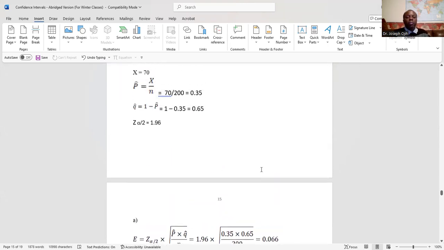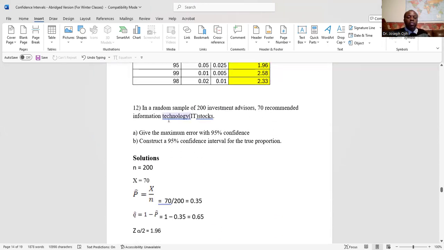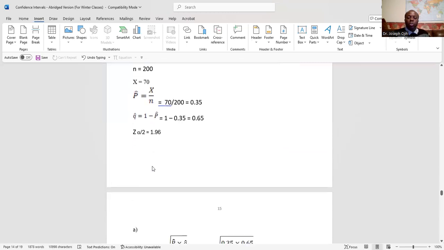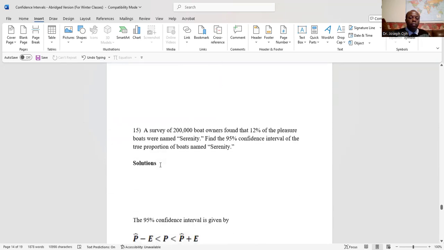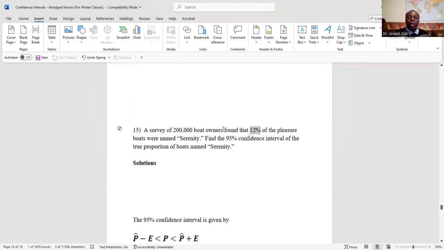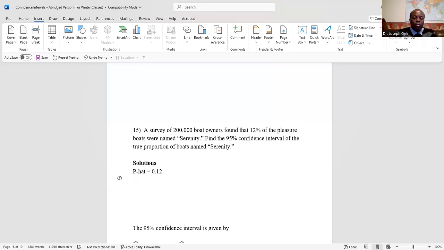So no question. Good. Now remember, here we are not given the p hat. We have to calculate it by ourselves using this formula here. But in some questions like this one, we are given the p hat as 12%. So you don't have to calculate p hat. You just put p hat equals 0.12, and q hat.